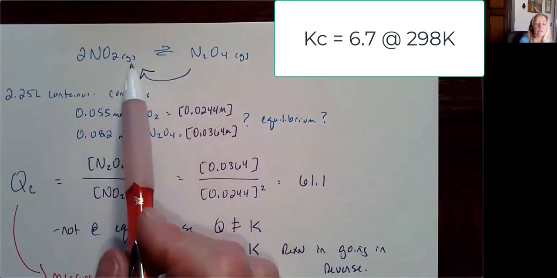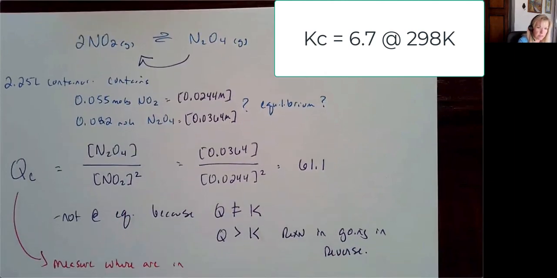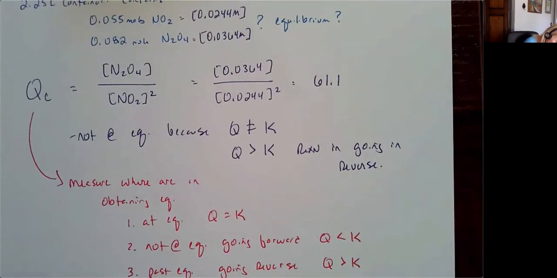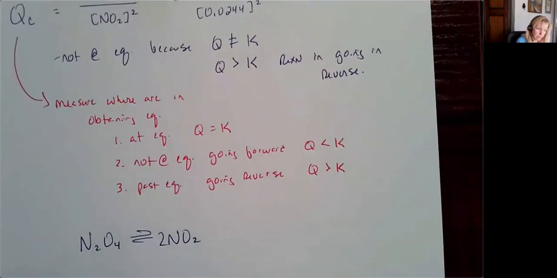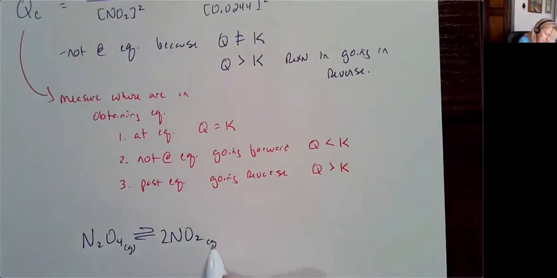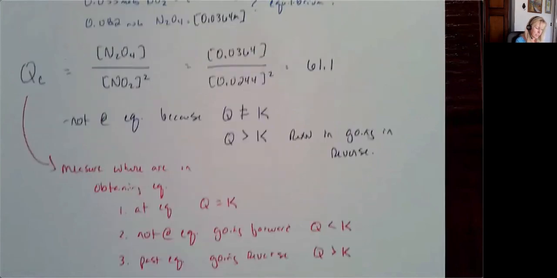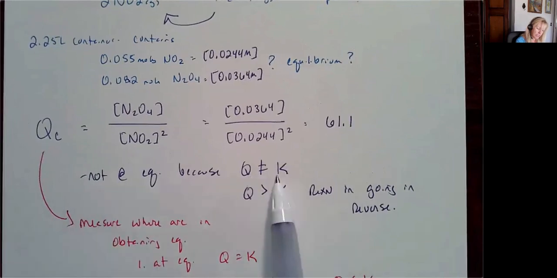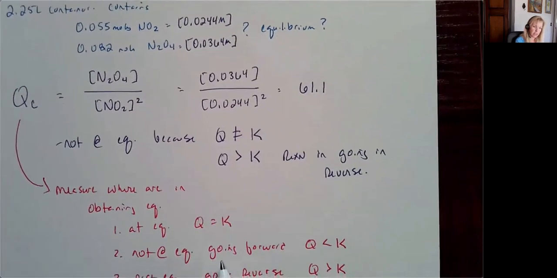So if I wanted to really represent what was happening in this reaction, I would write it this way. N2O4 is going to 2NO2 with the concentrations that I was given for my initials. So that's the direction that my reaction is happening. Q will continually change as you move through the reaction until it reaches K. So Q is going to change throughout.